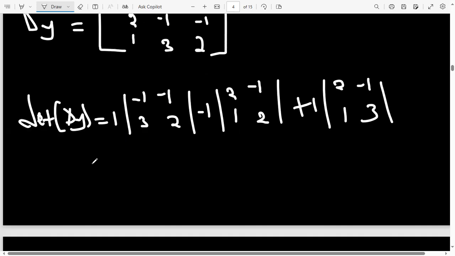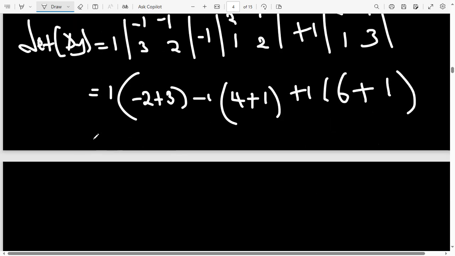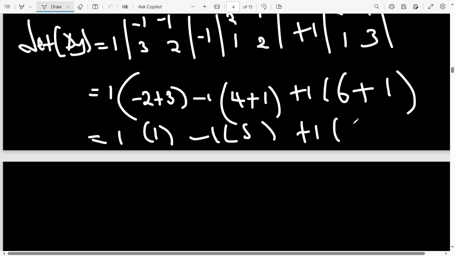Okay, so let's simplify this to get the determinant. So 1, this will be -2 minus -3, which will be the same as +3. And then I have -1. 2 multiplied by 2 is 4 minus -1, so this will be the same as +1. Then 2 multiplied by 3 is 6 minus -1, so it will be +1. So from here we get 1 times 1 in the brackets, -1 times 5, +1 times 7.